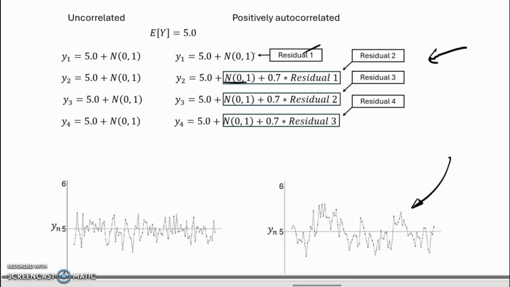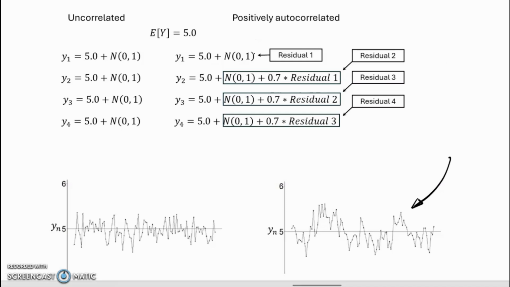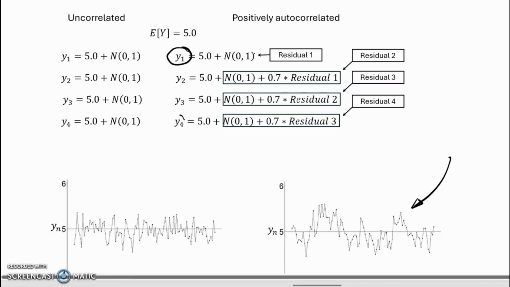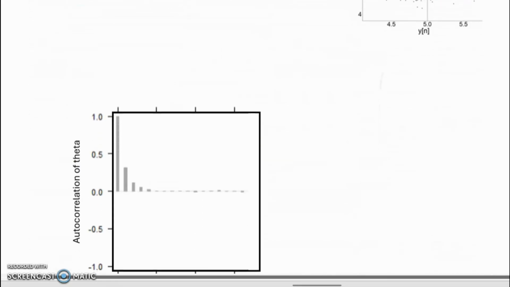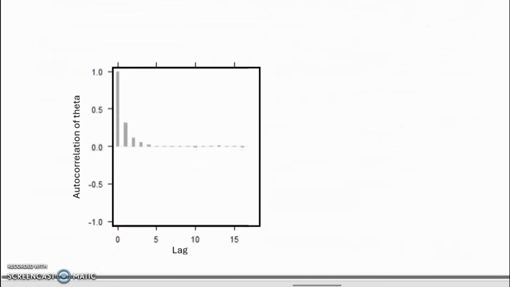On the other hand, if we think of the correlation between this value and, let's say, the fourth value, then in between them we've had these three occurrences of normal, and therefore the association between these two is such that even though this one might be above its expected value, that's going to have less effect on this one being above its expected value. And so the common phenomenon is that the amount of autocorrelation decreases with the lag period.